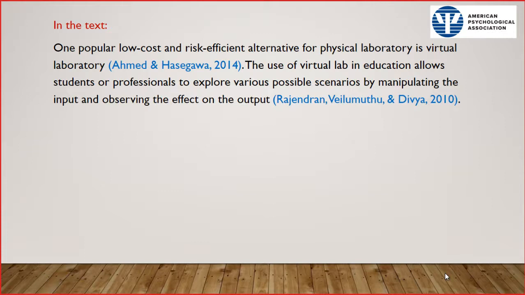You can see that I have used a different color for the name of the author and the year of the literature. You can see Ahmed and Hasegawa. This is the author, there are two authors, and this is 2014. And we have another one, Rajendran, Velumutu, and Divya. Three authors, and the literature is dated 2010. So this is an example of citation in the text.